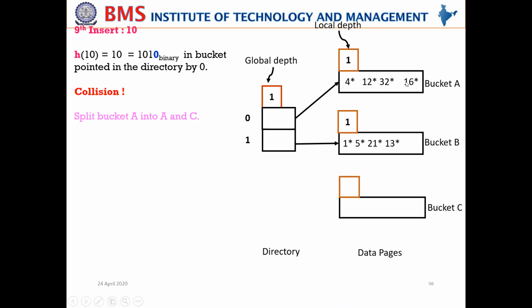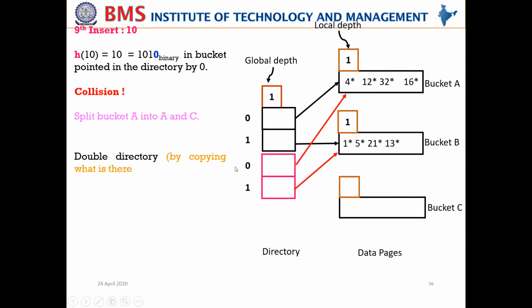See, this A will be as it is. The additional bucket I have is C. Because overflow occurred in bucket A, I split bucket A into A and C. So what should I do next? Double the directory. Why should I double the size of the directory?